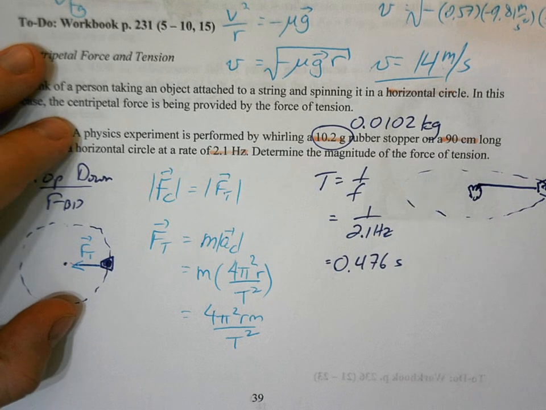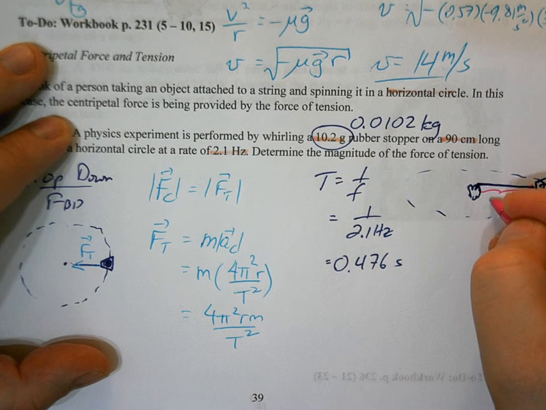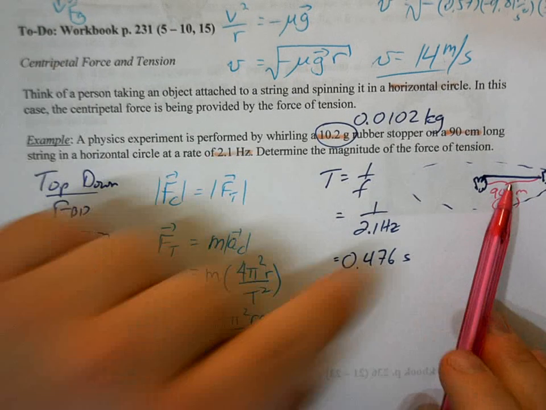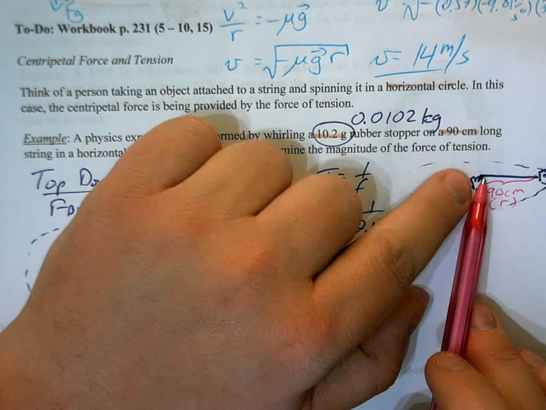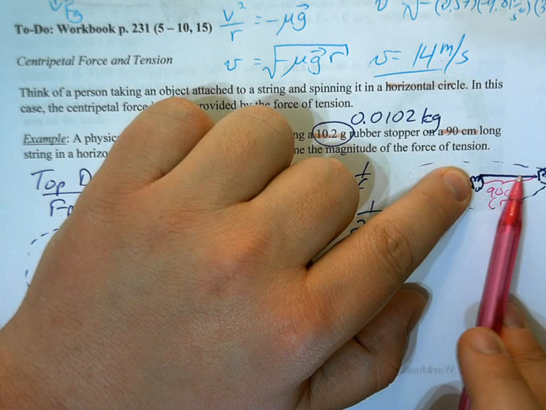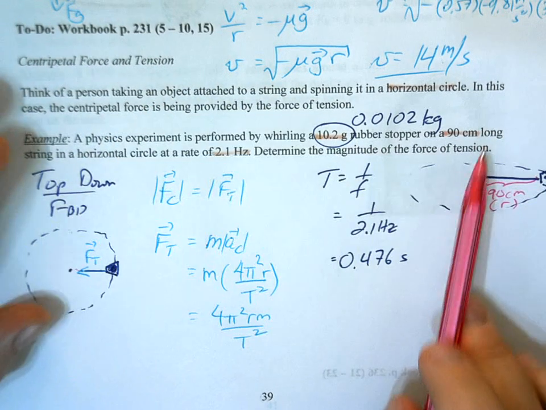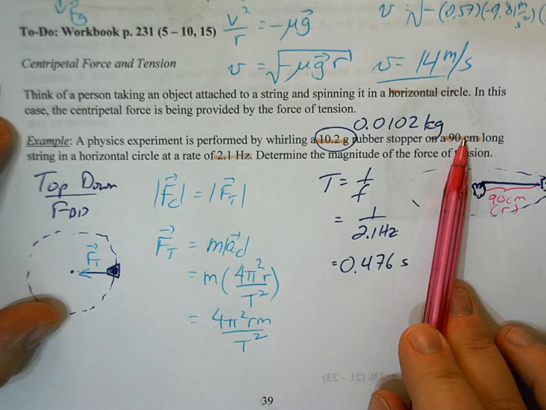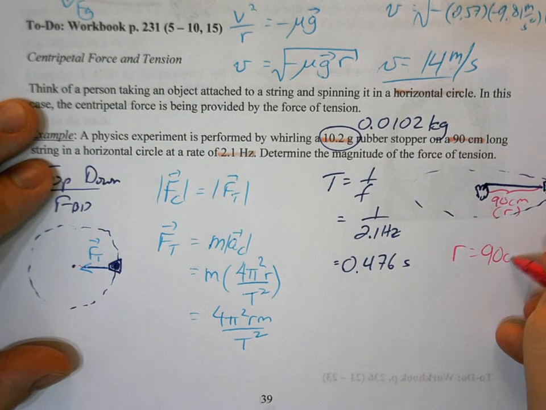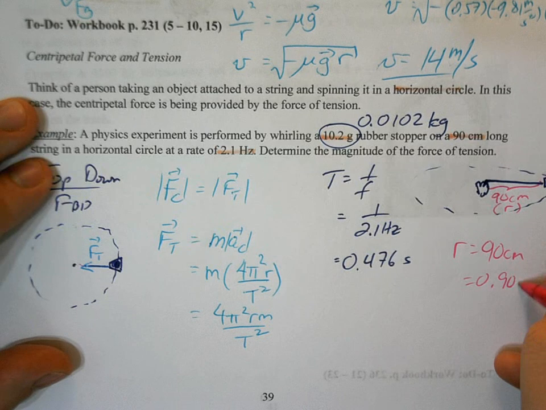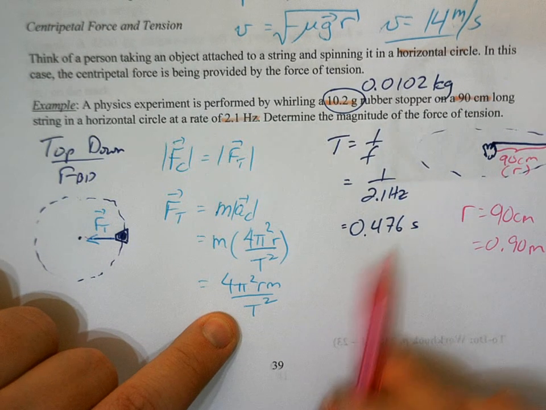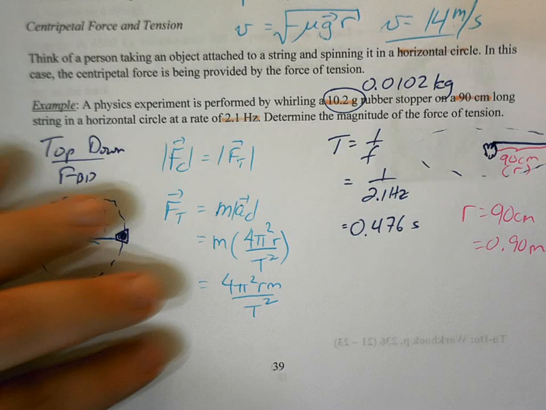That length of string, that 90 centimeters, is my radius, because that string is starting at the center of the circle, my hand, and it's going all the way out to the edge of the circle. So we don't have to do anything with this number except make sure that it's in meters. So the radius of 90 centimeters is really just 0.90 meters. So I now have the radius, I have the period, I have the mass. We can calculate this now.